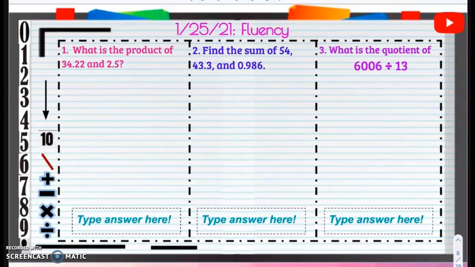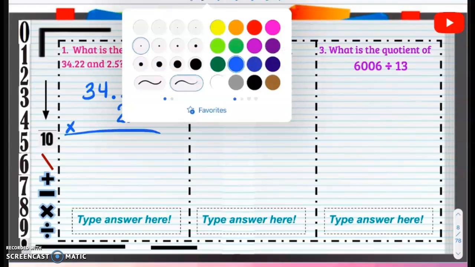January 25th, 2021. Fluency. For number one, what is the product of 34 and 22 hundredths and 2 and 5 tenths? Product means we're going to multiply. Do I have to line up my decimals when I'm multiplying? No. I'm going to push it all to the right. 34 and 22 hundredths times 2 and 5 tenths. All right, here we go.